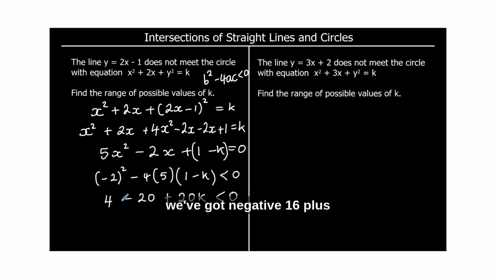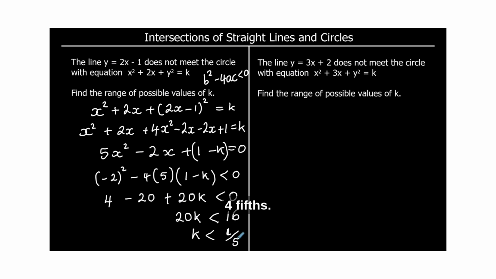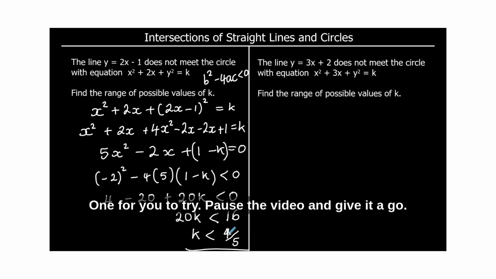So we've got negative 16 plus 20k is less than 0. So plus 16 onto both sides. So we've got 20k is less than 16. Divide both sides by 20. So k is less than 16 over 20, or 8 over 10, or even better, 4/5. So k is less than 4/5. One for you to try. Pause the video and give it a go.